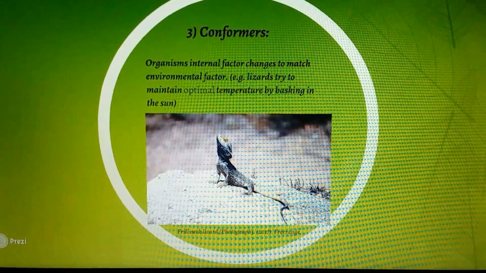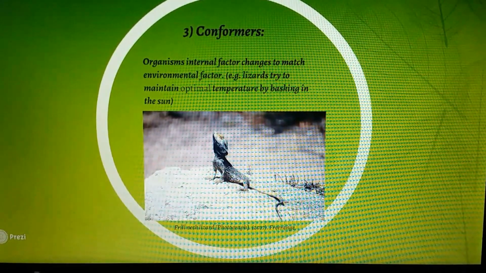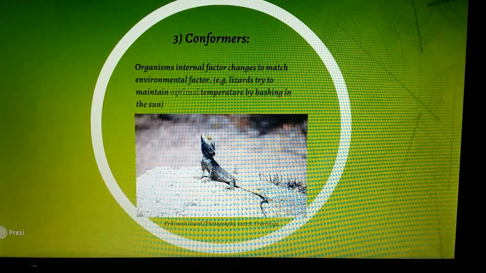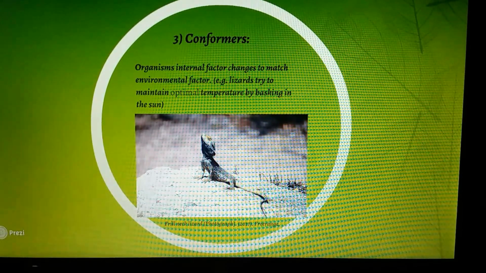So the third example are conformers. So conformers are organisms that their internal factor changes to match the environmental factor. For example, lizards. They go outside and they try to soak up the sun because they're going to change their internal factor to match the environmental factor.